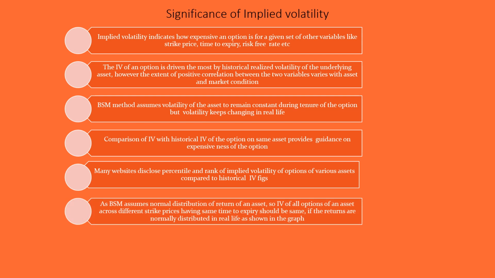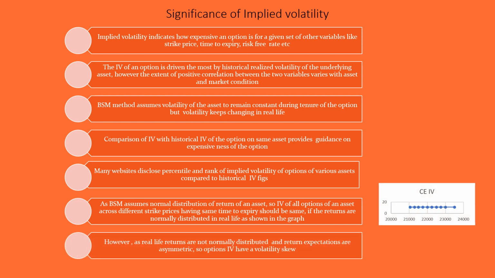As BSM assumes normal distribution of return of an asset, implied volatility of all options of an asset across different strike prices having the same time to expiry should be the same if the returns are normally distributed in real life, as shown in the adjacent graph. However, as real life returns are not normally distributed and return expectations are asymmetric, options implied volatility have a volatility skew.